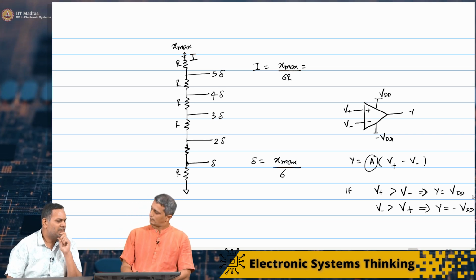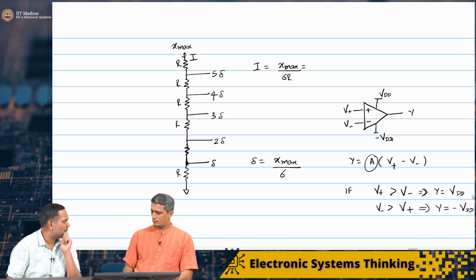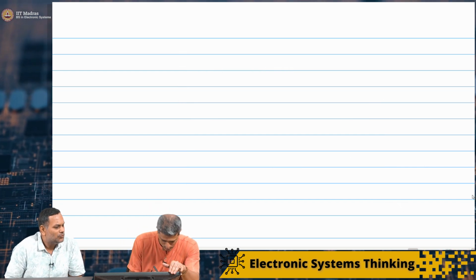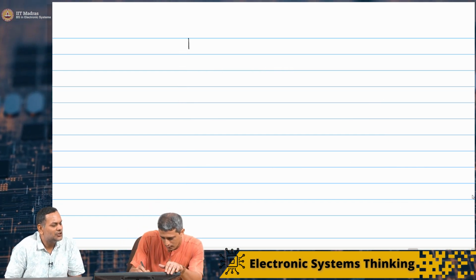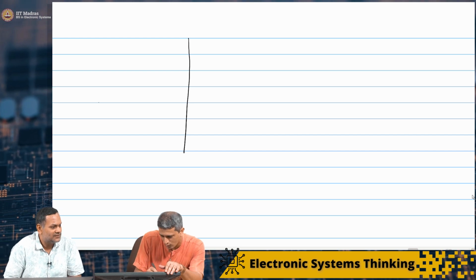Maybe we should also show the input-output characteristics on a plot. Sometimes that helps. So maybe we'll just plot Y as a function of V plus minus V minus.